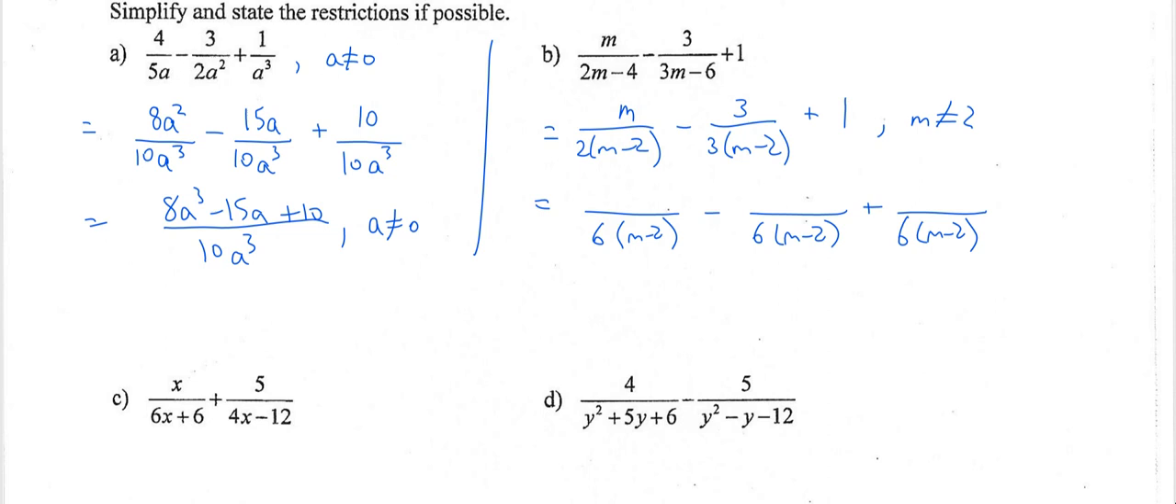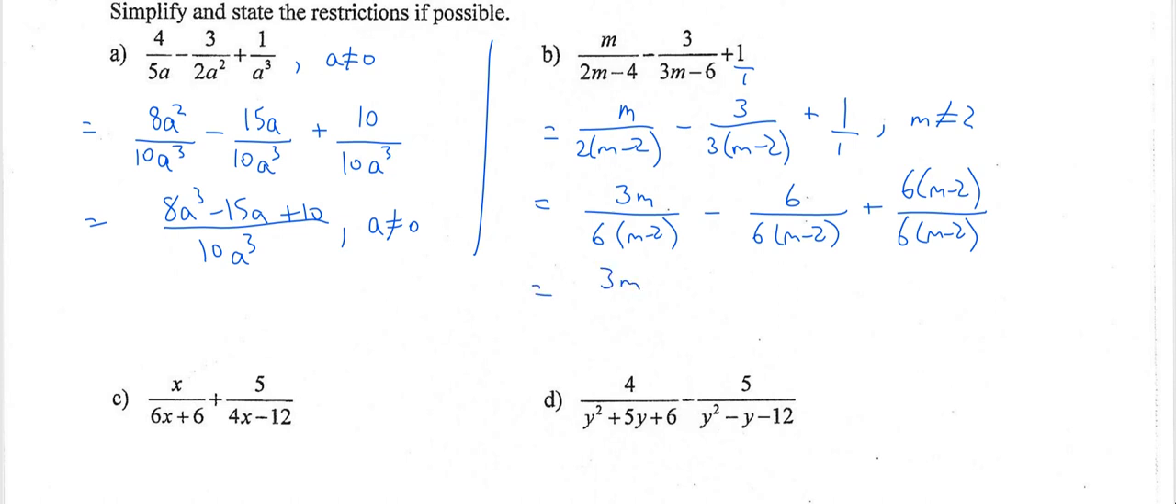We're going from 2 times m minus 2 to 6 times m minus 2, which means I have to multiply by 3. Here I'm going from 3 times m minus 2 to 6 times m minus 2, so I have to multiply this 3 by 2. And this 1 had a 1 as its denominator. Now I want the denominator to be 6 times m minus 2, so I must multiply the numerator by 6 times m minus 2. Now let's collect this.